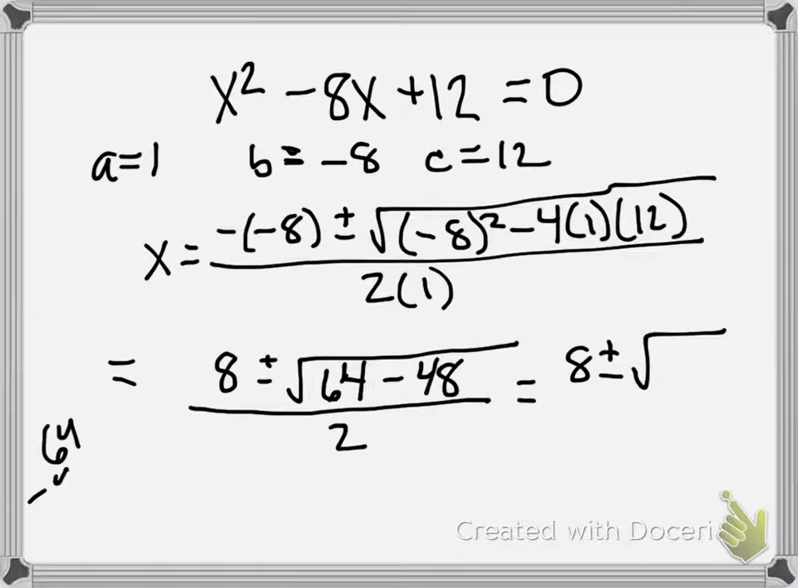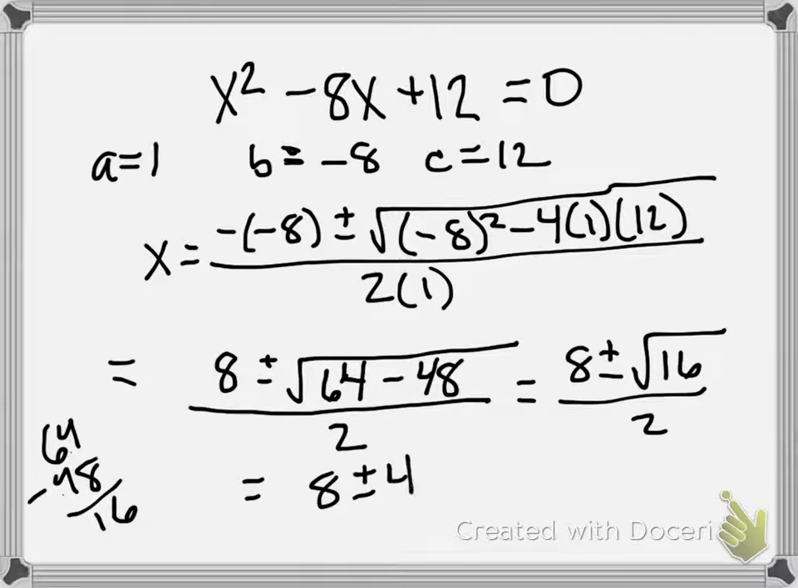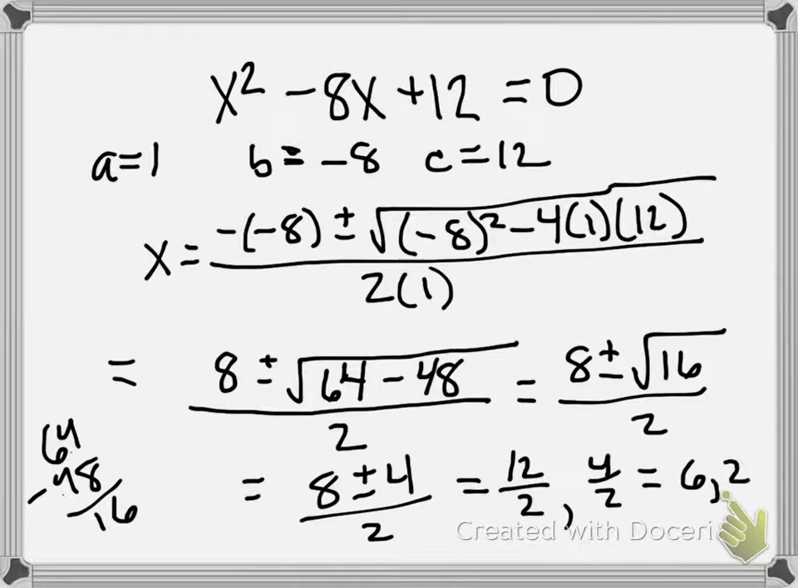What's 64 minus 48? 14 minus 8 is 6, 6 minus 5 is 1. 16. And this particular equation is coming out so beautiful, there's not even any radicals. So when you get down to this step here, this 8 plus or minus 4 over 2, we can simplify that to two answers. 8 plus 4 is 12 divided by 2. 8 minus 4 is 4 and then divide by 2. So our answers come out to 6 and 2.